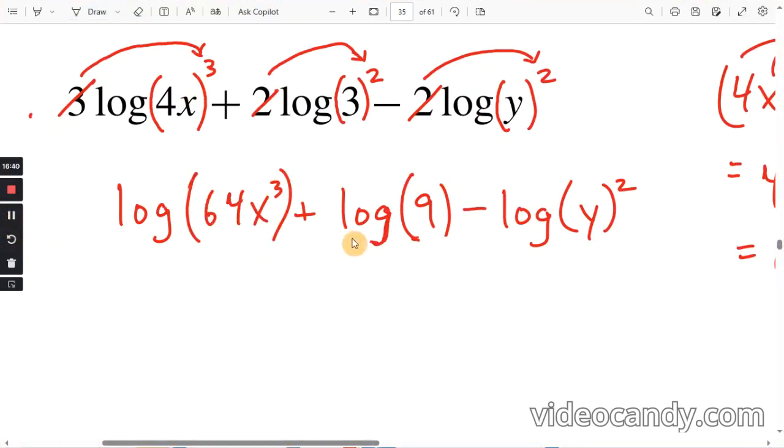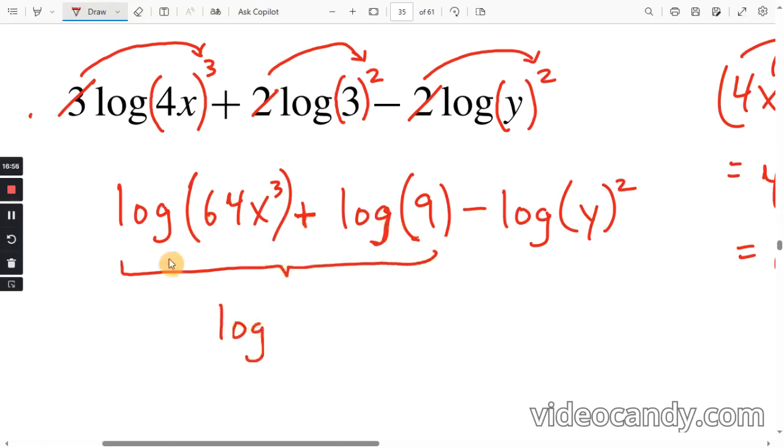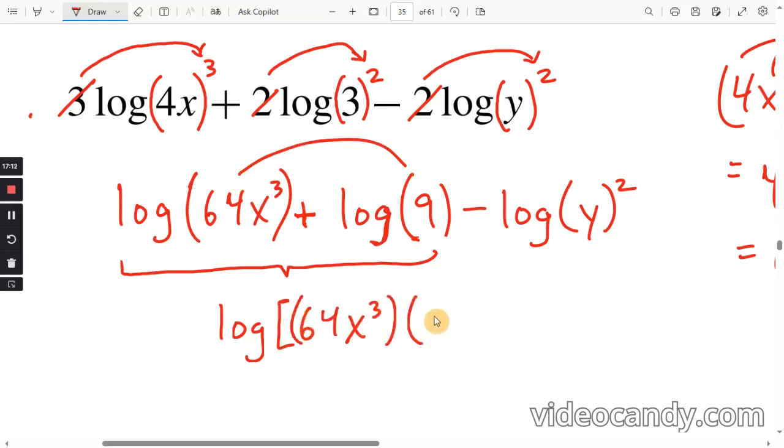All right, so this is, let me just write it here because I had it here already. All right, so now we're in business here. We're going to use the product rule because these are added. What's going to happen is we rewrite the log. Since these two logs are added and the bases both match, they're both base 10, we're going to multiply 64x to the third times 9. All right, so that's going to be 64x to the third times 9. And that's minus log of y squared.